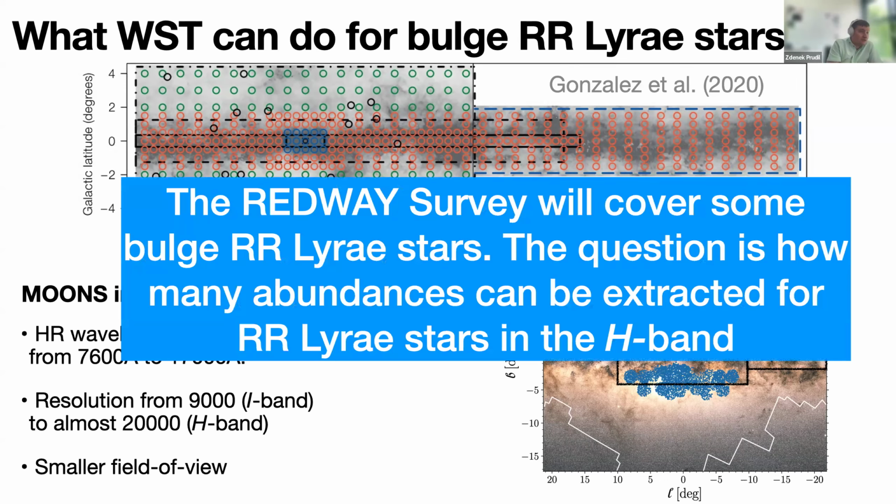So the red WST survey will definitely cover some of the bulge irregular stars. They can provide some abundances there. But I have no sense of how many abundances can be extracted from the H band for irregular stars, because these stars are in general hotter than your general red giant star. So it might be a little more difficult to get the abundances that you would like from the H band. But that's a question for the future.